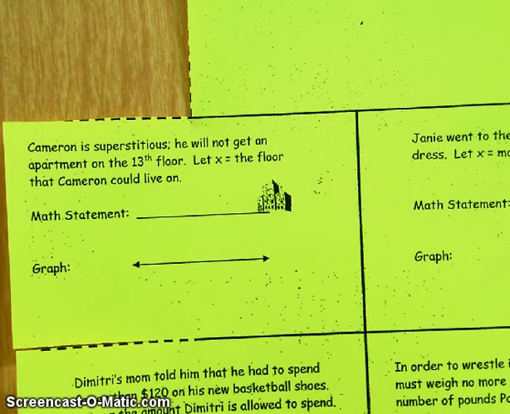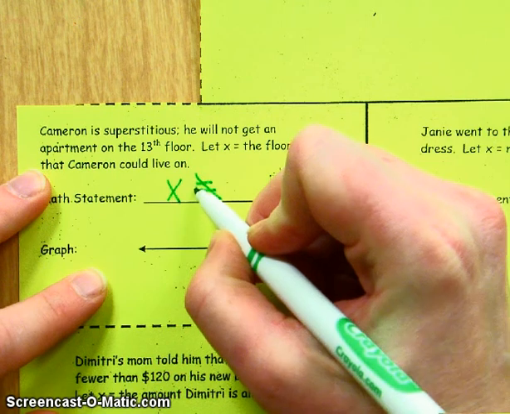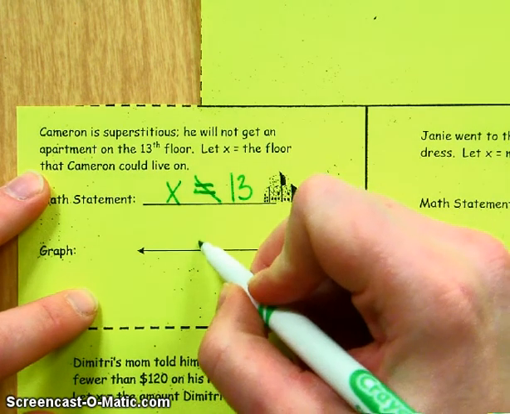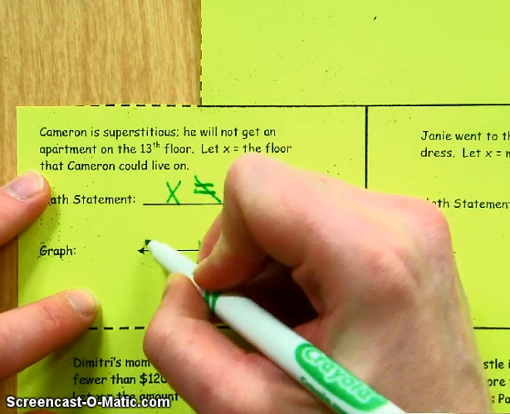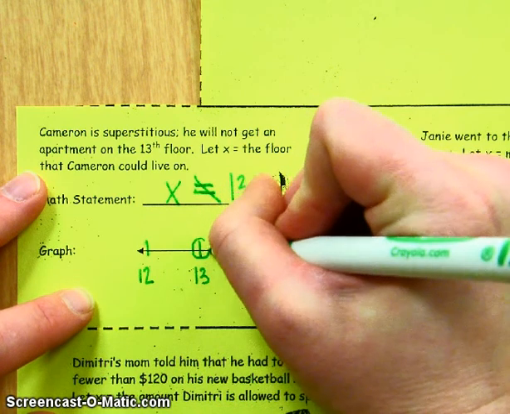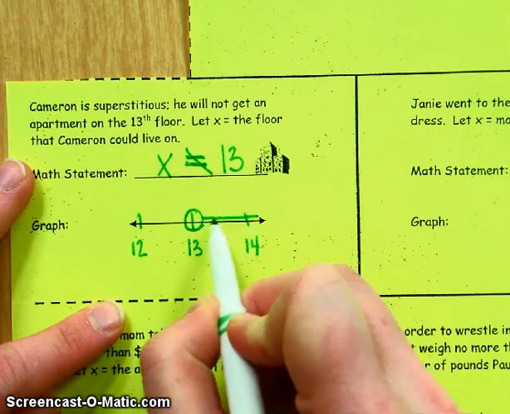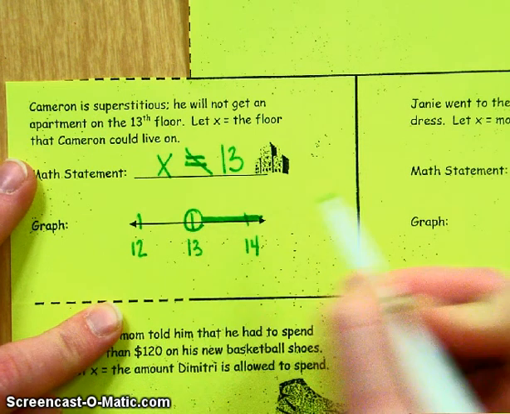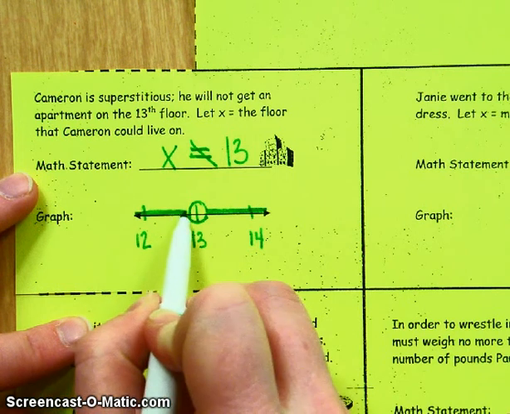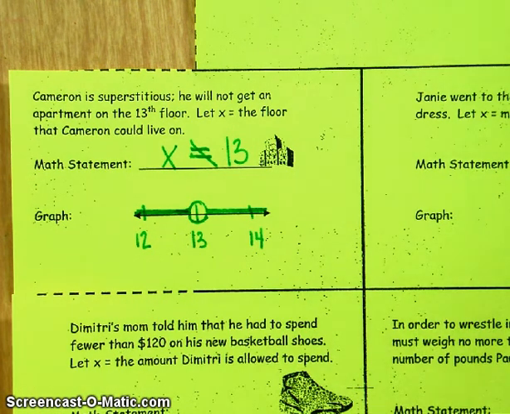That inequality is going to look like this. He will live on anything and everything but the 13th floor. And when we graph that, 13 is there, 12 is there, 14 is there on the number line. We're going to have an open circle here. We can color on the number line to the right because he will live on the 14th floor or above. He would live on the 12th floor or below. And that's what that looks like there.